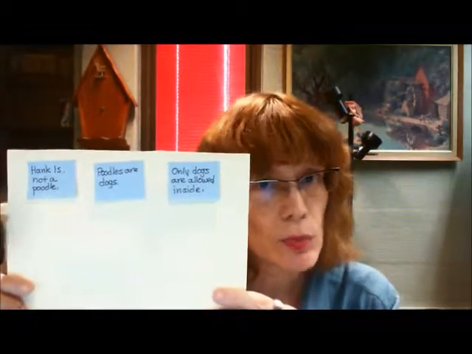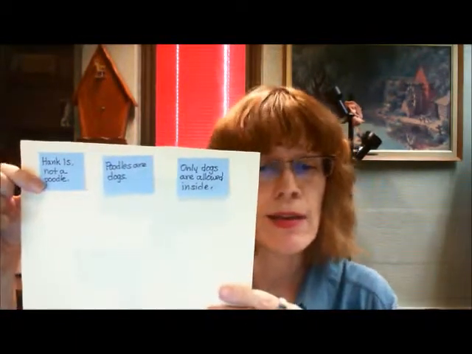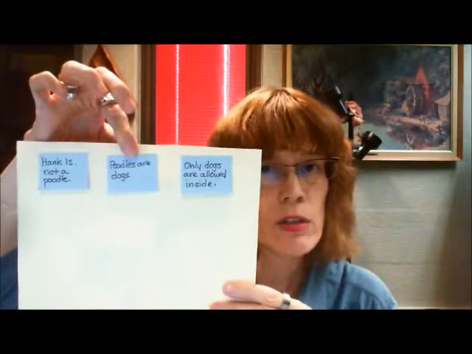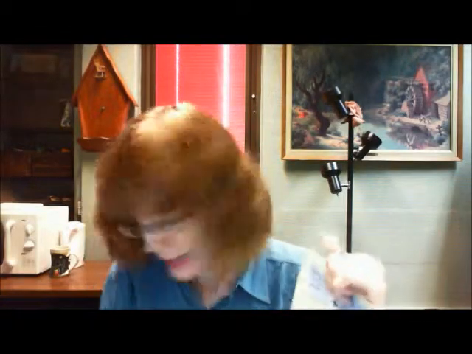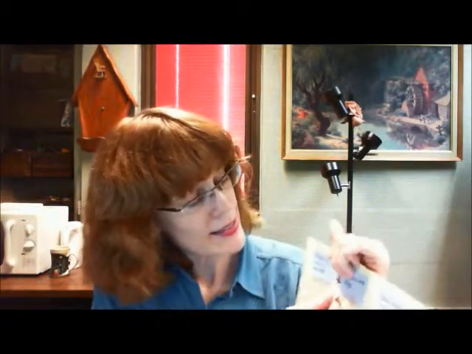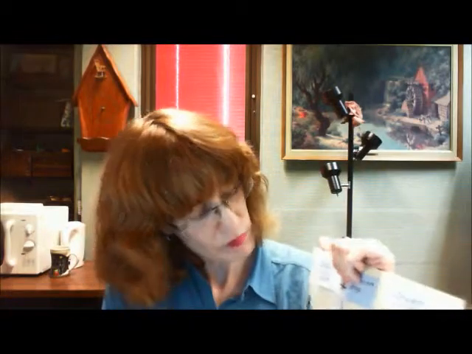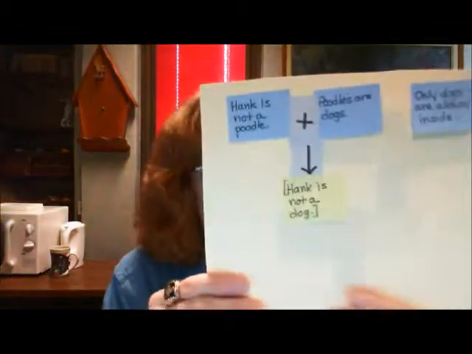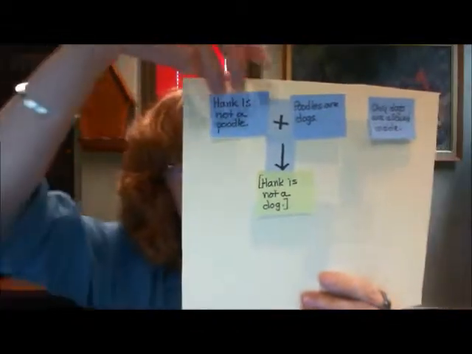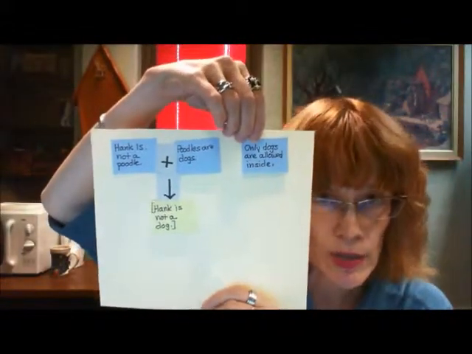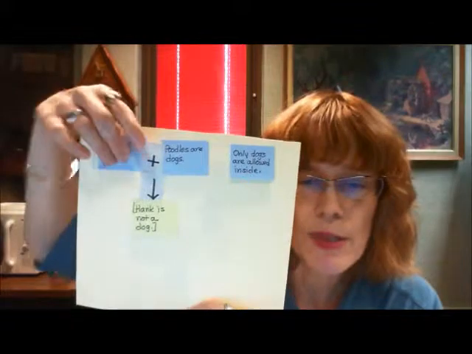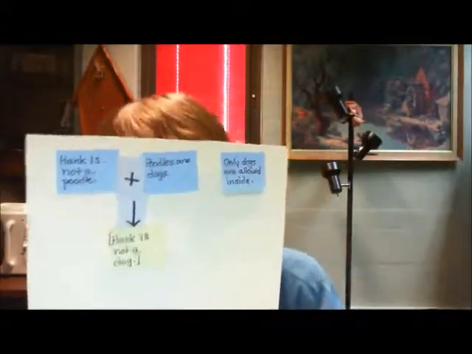Well, what do they have in common? Poodles. What's left over here? Hank is not. What's left over here? Dog. So if we use the puzzle piece test, adding these things, like so, what we would get is Hank is not a dog. Okay, that's one idea. What about this over here now? Only dogs are allowed inside. Well, it seems to me that that should be added to Hank is not a dog, again.